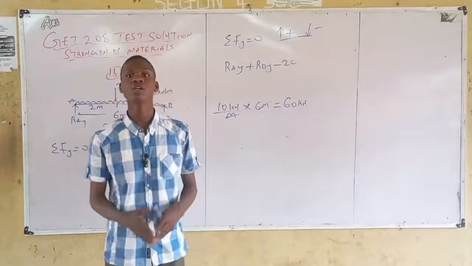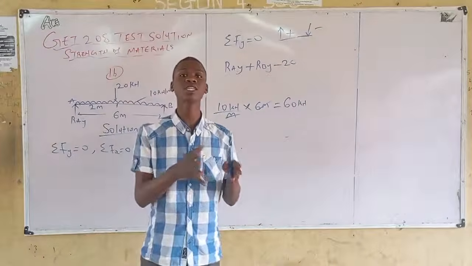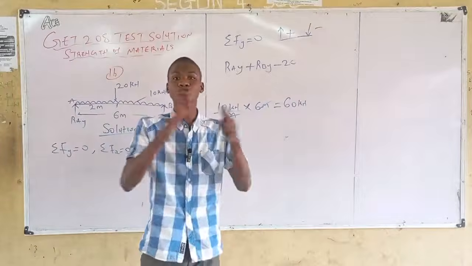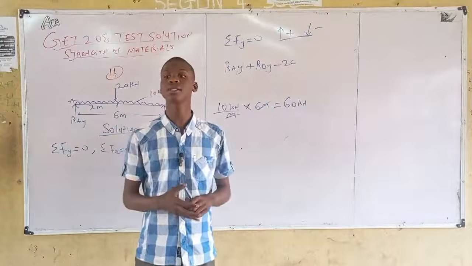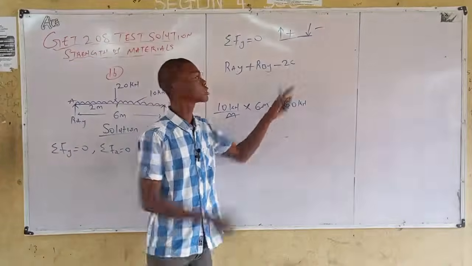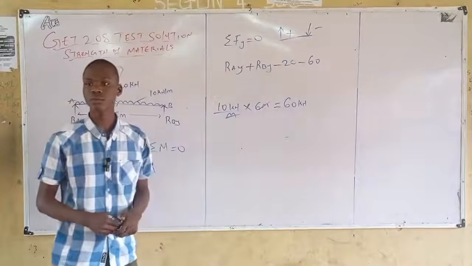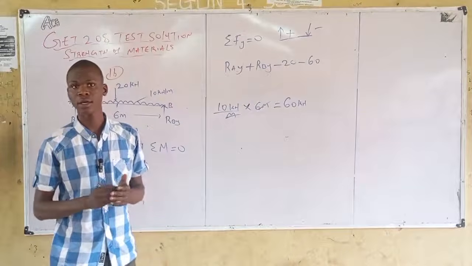And how do you do that? You convert a U.D.L to a point load by multiplying the intensity of the U.D.L by the total distance it covered. And that's how you got 60 kilonewton. So what's supposed to be here is what? Minus 60. Any question? Are we clear?